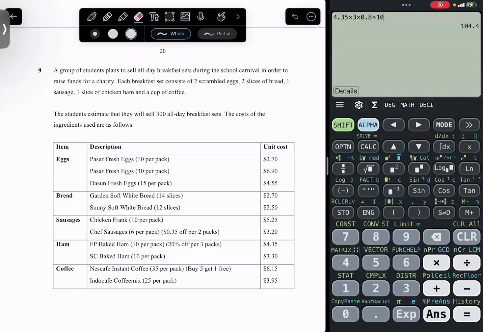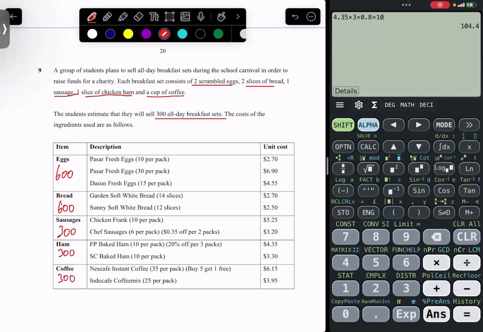A group of students plans to sell all day breakfast sets during the school carnival in order to raise funds for a charity. Each breakfast set consists of 2 scrambled eggs, 2 slices of bread, 1 sausage, 1 slice of chicken ham, and a cup of coffee. The students estimate they will sell 300 all day breakfast sets. The cost of the ingredients is as follows. Since we need 600 eggs, and 2 slices of bread each, we need 600 bread. We'll need 300 sausages, 300 ham, and 300 coffee.